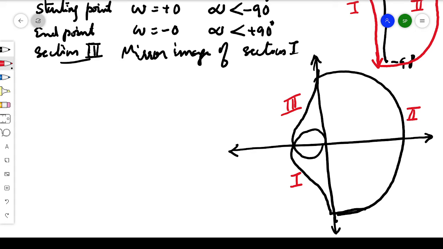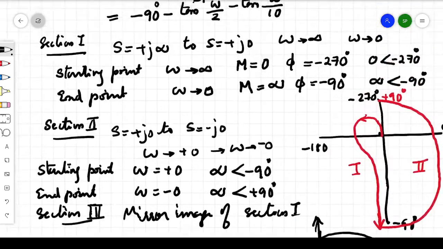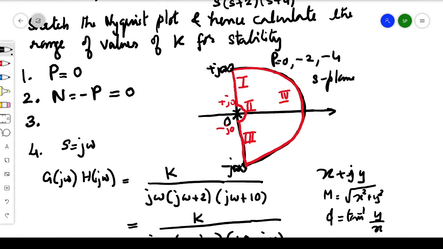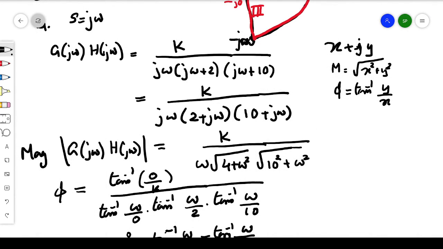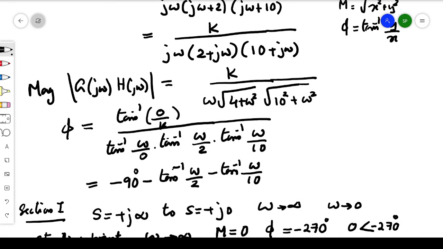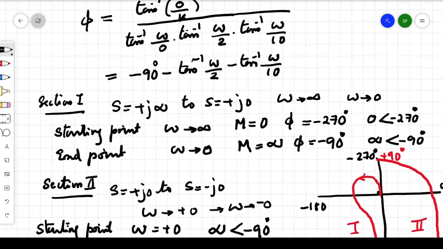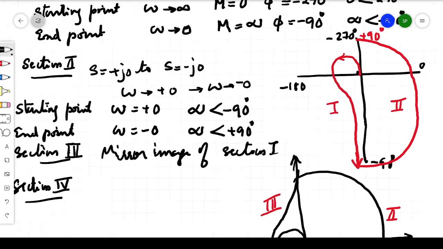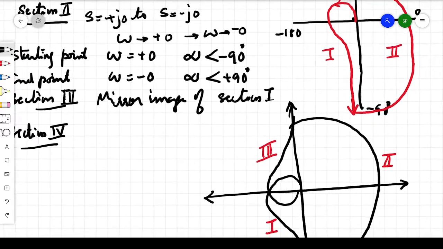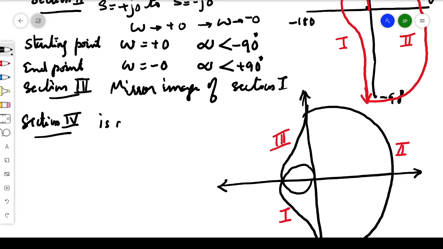Okay, now section 4. What is there in section 4? Section 4 starts from minus j infinity to plus j infinity. It is going like this. When you substitute omega equal to infinity in the magnitude, the denominator is infinity, so the value becomes 0. And in the phase angle, when you put minus 90 three times, it is minus 270. So for section 4 the magnitude is 0, so we get it at the origin. Section 4 is at the origin.